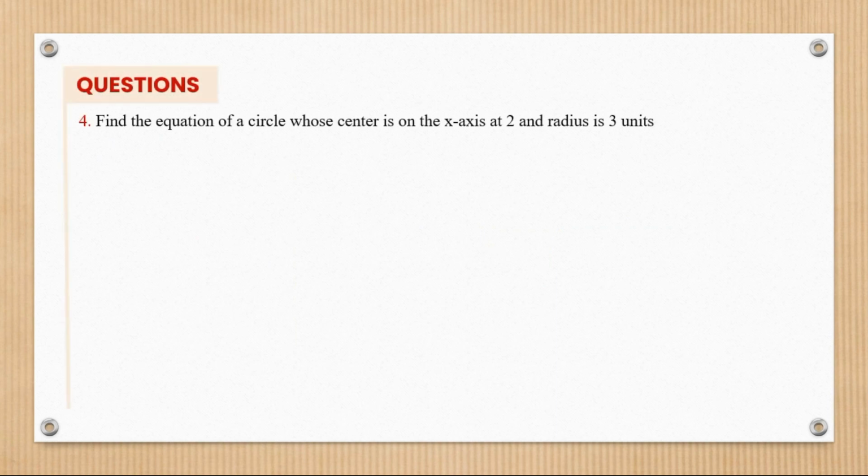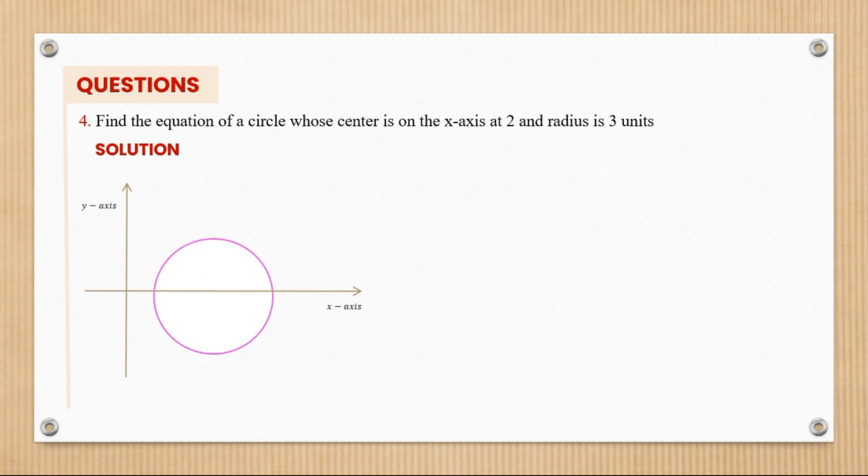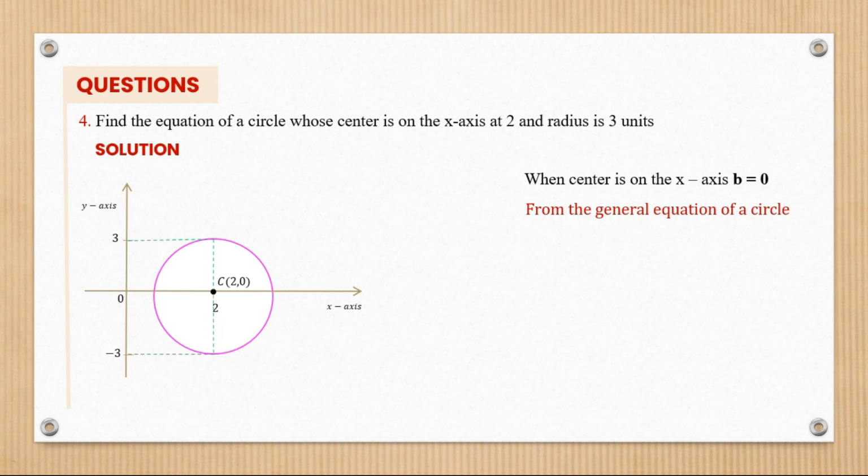Question 4. Find the equation of a circle whose center is on the x-axis at 2 and radius is 3 units. That means that we're in the positive region of the x-axis. So the center is also on the x-axis, so we have it at 2. Since that center is on the x-axis, it also means that the y-coordinate at that point is 0. Since the radius is 3 units, we shall have 3 up there and 3 at the bottom. When the center is on the x-axis, we can again see that b is equal to 0. So now we know the value of b.